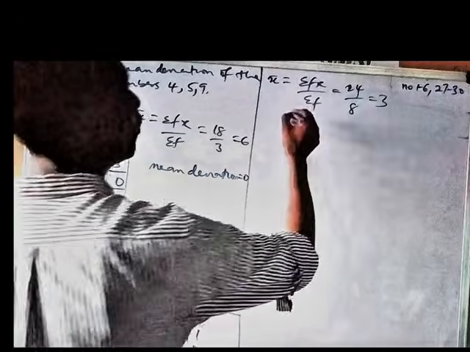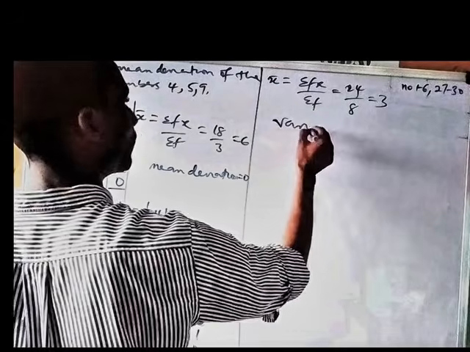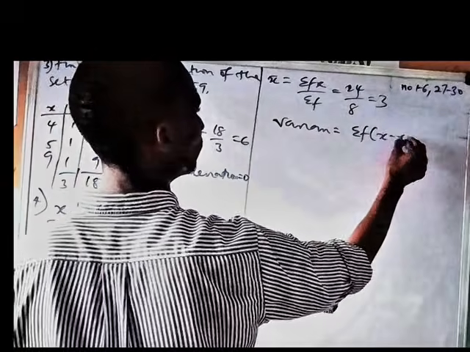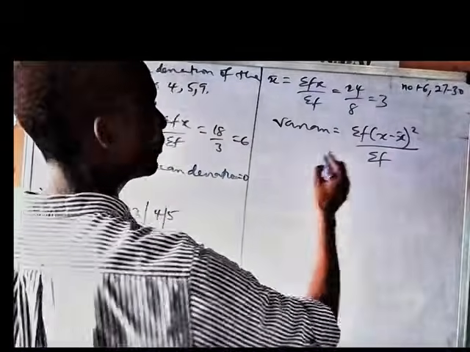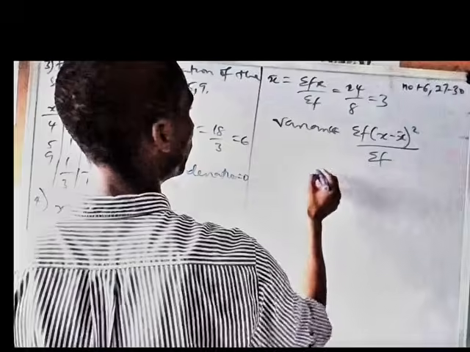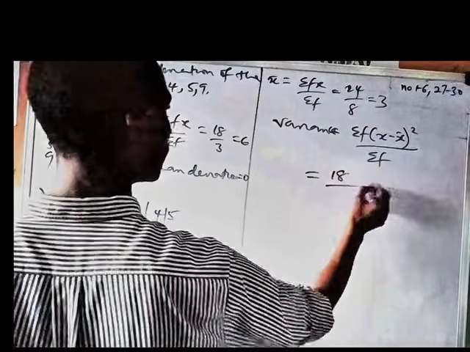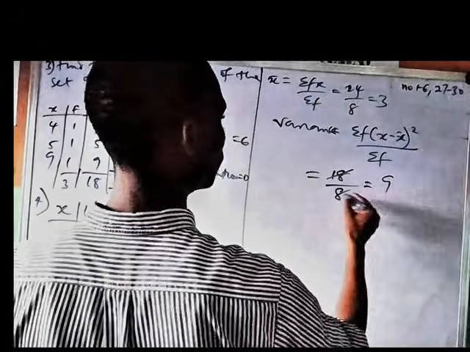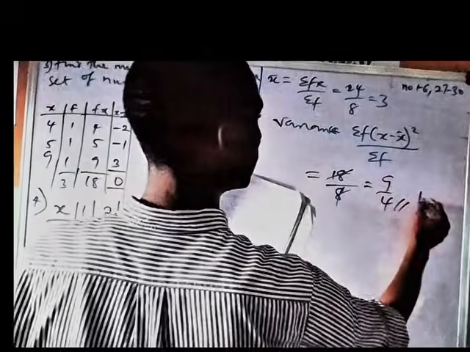That's 18. So our variance is going to be summation f x minus mean squared over summation f. There will be no square root there. So variance is going to be 18 over the summation f, which is 8. So 2 here is 9, 2 here 4. 9 over 4, we have that in the option B.